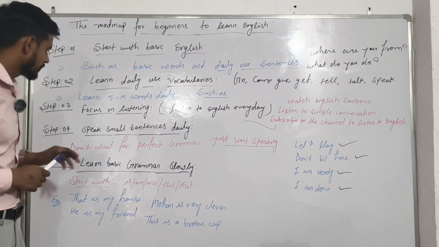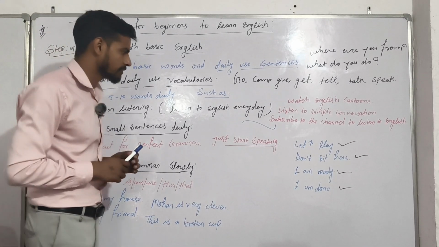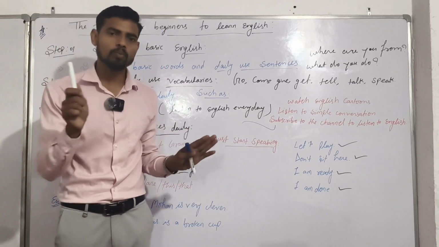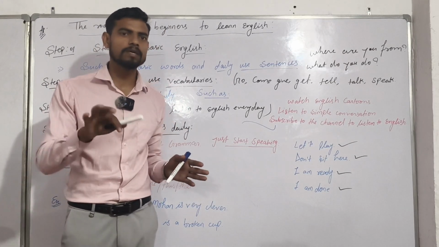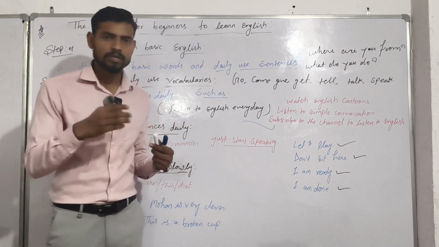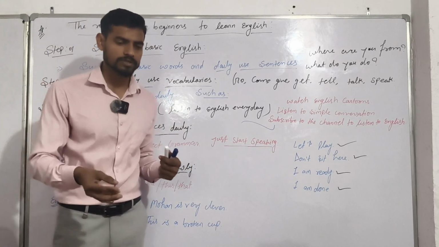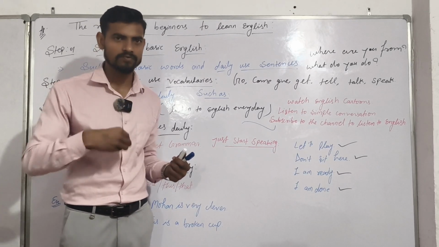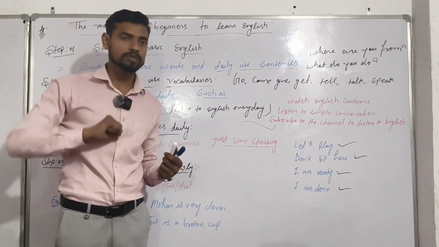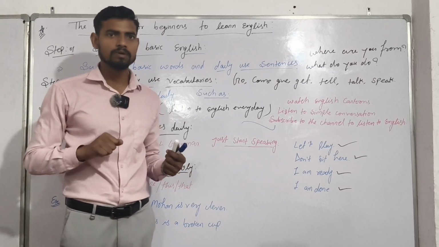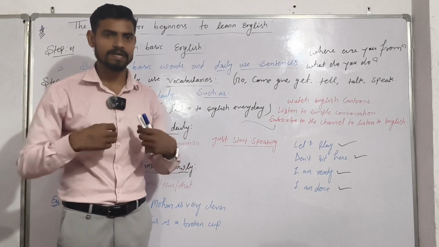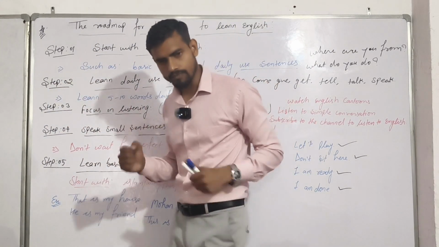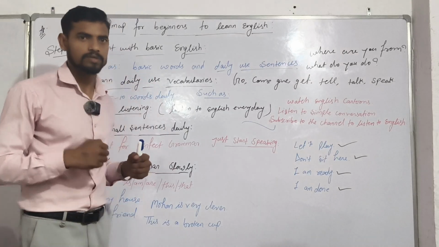And step number 4, speak small sentences daily. Whatever work you are doing, it doesn't matter, just speak in English. I'll tell you how. If you are having food, you say I'm having food, I'm eating food, I'm taking food. I'm drinking water now, I'm brushing my teeth, I'm taking a bath, I'm dressing, I'm going, I'm walking, I'm running. You can make sentences like this in your daily life.